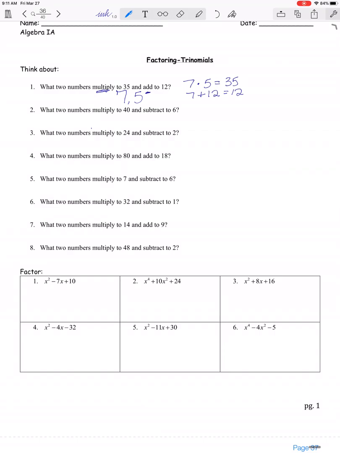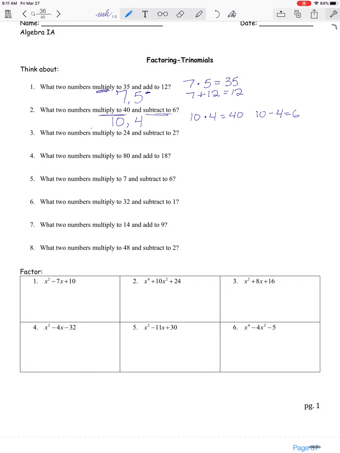If we take a look at number 2, what two numbers multiply to 40 and subtract to 6? That would be 10 and 4. So 10 times 4 gives me 40, and 10 minus 4 gives me 6. So that answers those two questions here.